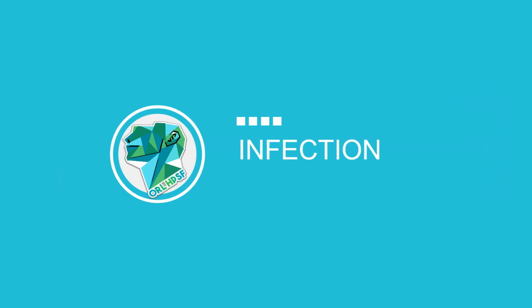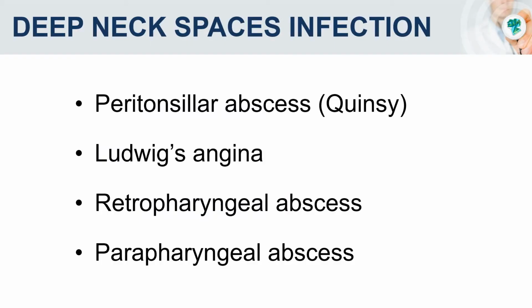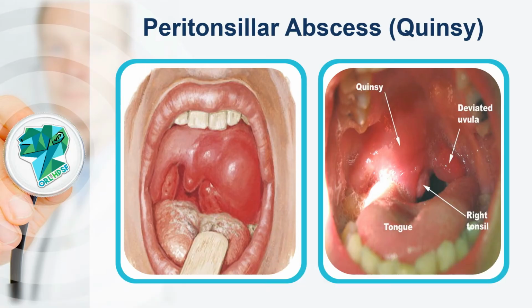We proceed with the first topic, which is infection. For infection of the deep neck spaces, it can be peritonsillar abscess, or other name is quinsy, Ludwig angina, retropharyngeal, and also parapharyngeal abscess. For quinsy, it happens when there is collection between the fibrous capsule of the tonsil, usually at the upper pole, and the superior constrictor muscle of the pharynx.